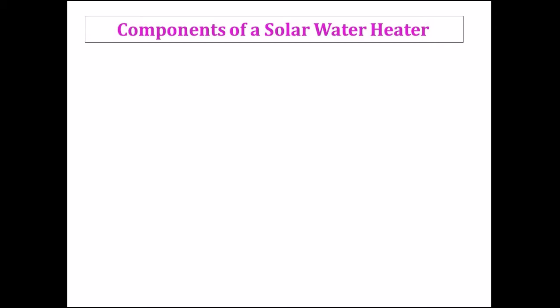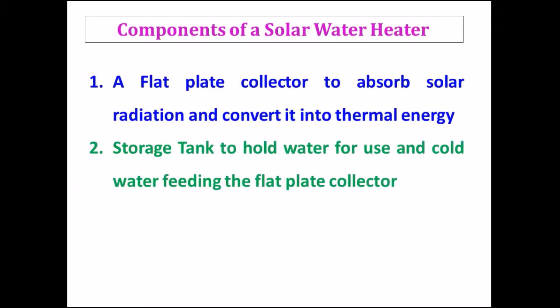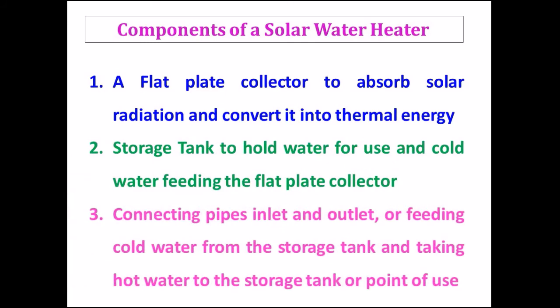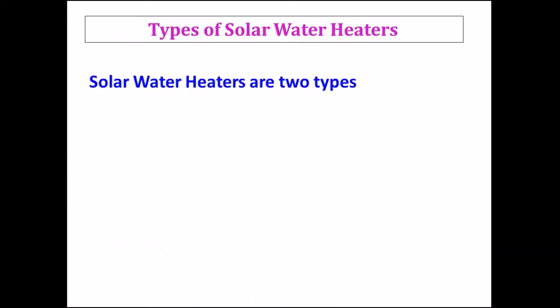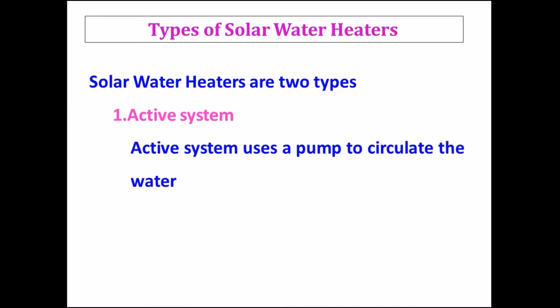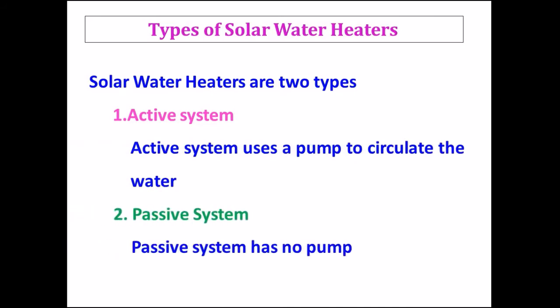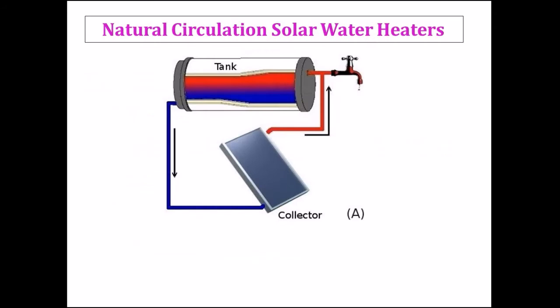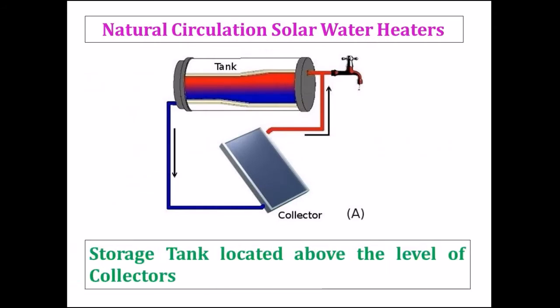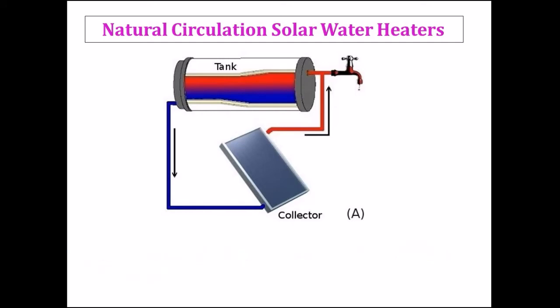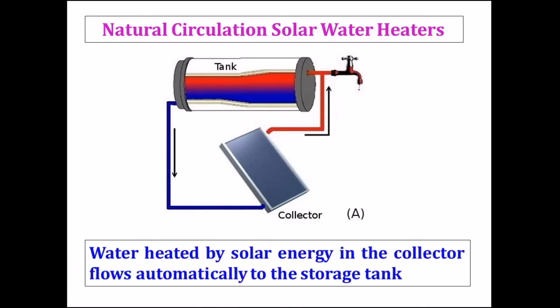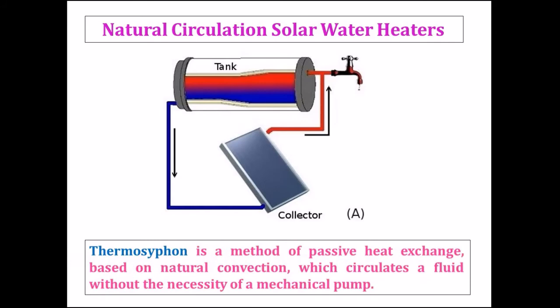I have made a presentation on components of solar water heater. The basic components are flat plate collector, storage tank, and connecting pipe. Solar water heaters are basically of two types. One is called the active system, the other one is passive system. A natural circulation solar water heater system is shown in the figure, where the storage tank is located above the level of collector. Due to gravitational force, the water will flow inside the system. So this is called a natural circulation system.